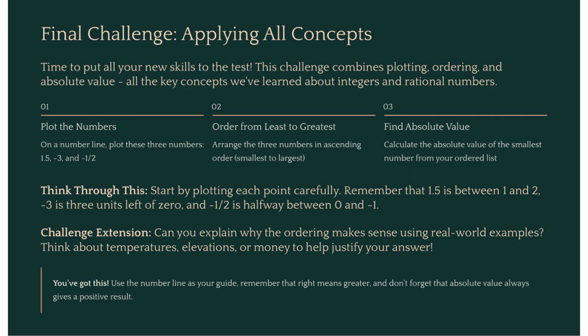For your final challenge, use your number line skills to plot the numbers 1.5, -3, -1/2, and -2/10. After plotting them, you should be able to order them easily from least to greatest. Finally, find the absolute value of the smallest number. If you can do all that, you've mastered the basics of integers.